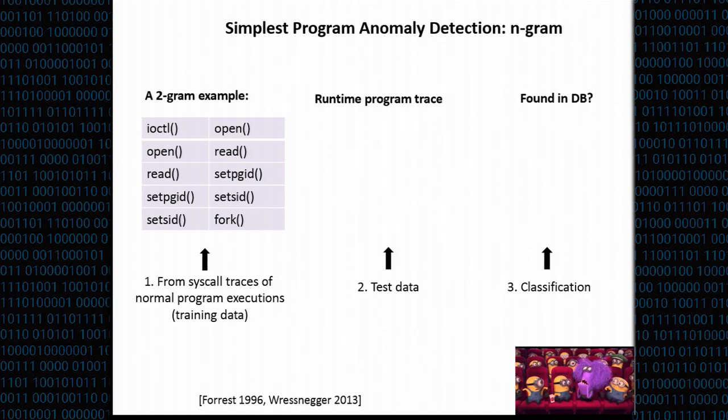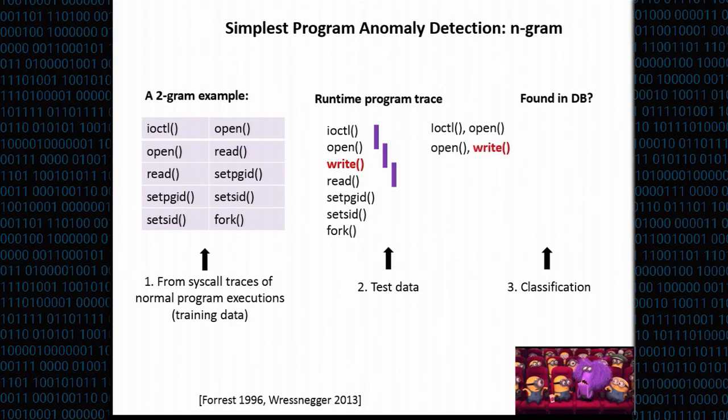into small pieces, like four system calls together. Then you build a model to test whether the execution of the program in the detection mode matches all the n-grams you generate in the training mode. For example, we generate a sequence of system calls from the program in the training mode: I/O control, open, write, read. Then we use a sliding window to slide through these system calls and generate two or three system calls together. Those are the 2-grams or 3-grams that we generate.